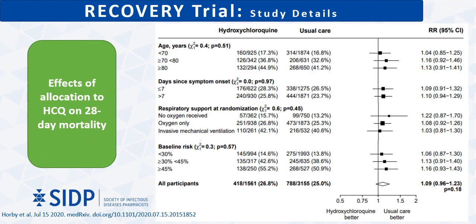The investigators looked at certain subgroups to see if there were populations for whom hydroxychloroquine may have shown benefit. These included age, days since symptom onset, respiratory support at randomization, and baseline risk, or how sick the patients were, comorbid conditions, for example, at baseline. And you can see from this forest plot that none of those factors had a bearing on making hydroxychloroquine work better versus usual care in terms of mortality.